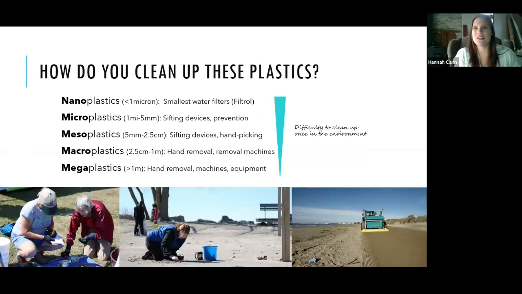So when you think about, okay, we know that there's plastics in our environment, so how do you clean them up? Well, it's really challenging. The smaller of an item it is, the harder it is to clean up. Nanoplastics, even the smallest water filters like the Filtrol, again, like Brooke said, 89% effective. So that's still pretty amazing for that small of a device or an item. And then as we go up, we need sifting devices and prevention. Hand picking nurdles off the shoreline is often seen at our beach cleanups. And then removal machines as we get into the bigger things, like barber surf rakes, and even larger tractors to remove some of the megaplastics.